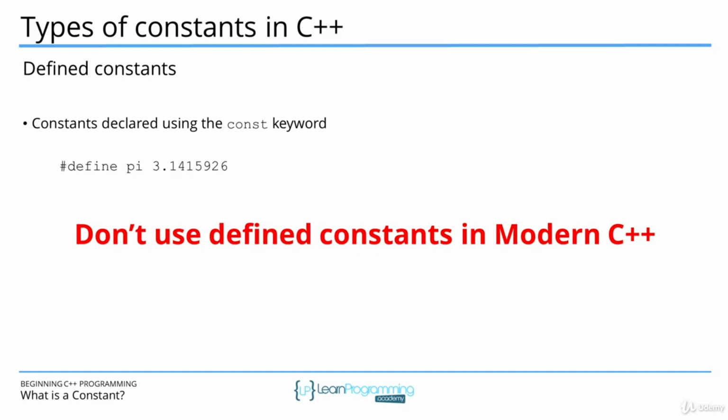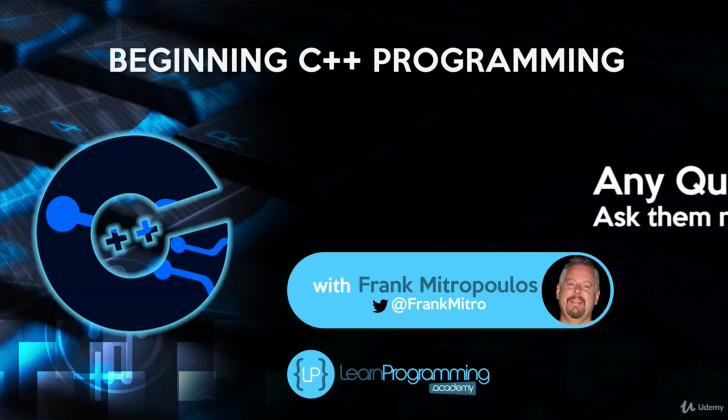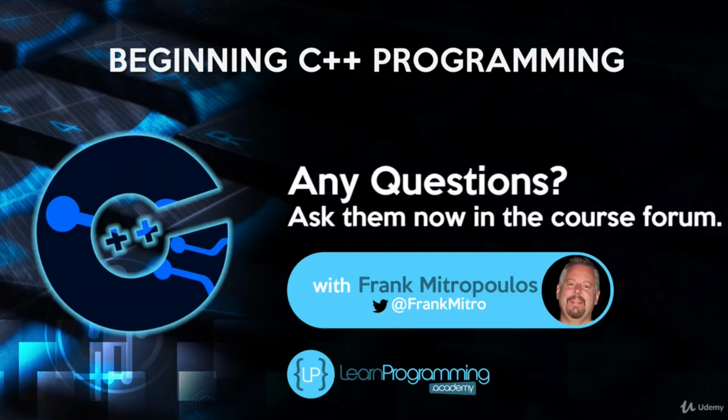In the next video, we'll head over to the CodeLight IDE and see how we can declare and use constants in C++. First, we'll write a program using literal constants, then we'll refactor the code to use declared constants.